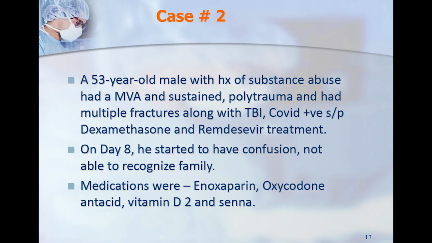Okay, time for another case. A 53-year-old male with a history of substance abuse had a motor vehicle accident and sustained body trauma and multiple fractures, along with traumatic brain injury, and was COVID positive. The patient was treated with dexamethasone and remdesivir. On day 8, the patient started to have confusion and was not able to recognize family. Medications were enoxaparin, oxycodone, antacid, vitamin D2, and senna, which is a laxative.